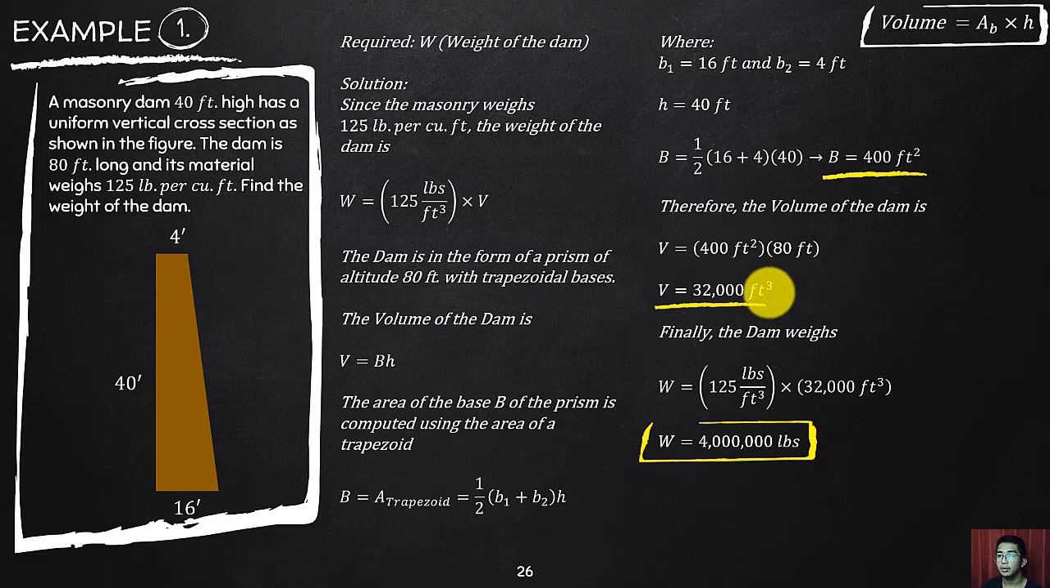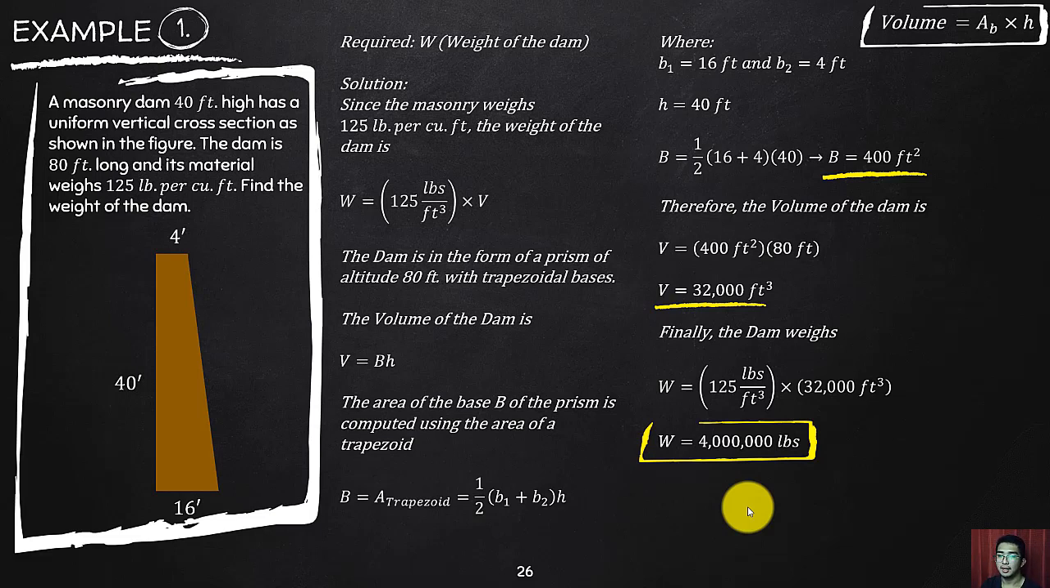So if you have 125 pounds per cubic foot, and you have 32,000 cubic feet, simply multiply the two, cancel out the feet, and it will give you pounds. So the dam weighs 4 million pounds. It makes sense. That's a dam, and that's masonry. That's very, very heavy. Okay, so that is your answer for example number 1.